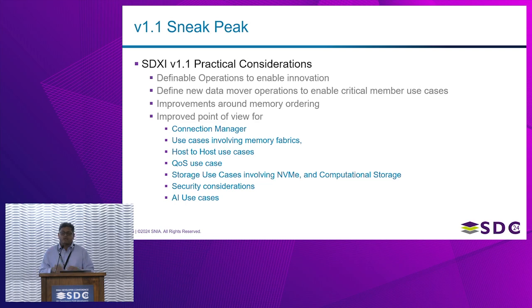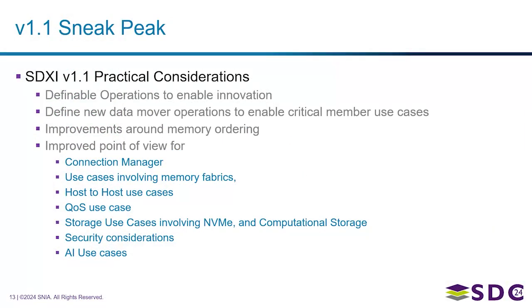And then we have an improved point of view on how we think a connection manager looks like. How do we think use cases involving memory fabrics, particularly CXL, look like? How host-to-host use cases, quality of service use cases, storage use cases involving NVMe computational storage, which you saw earlier in the day today, and how we're kind of looking at AI as well. Because, hey, if you're not doing AI in this year, 2024, you're not doing it right?